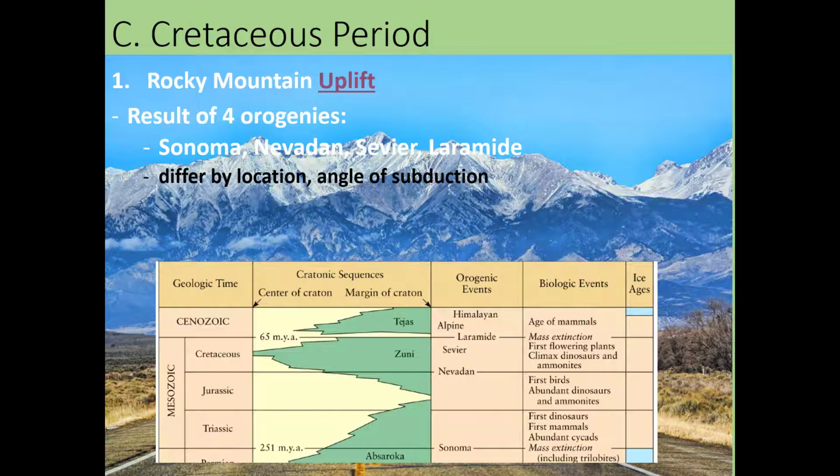All right, so what is the same about all of those orogenies is that they are compressional events. They are basically along the Rocky Mountain region in North America, in Canada and the United States.